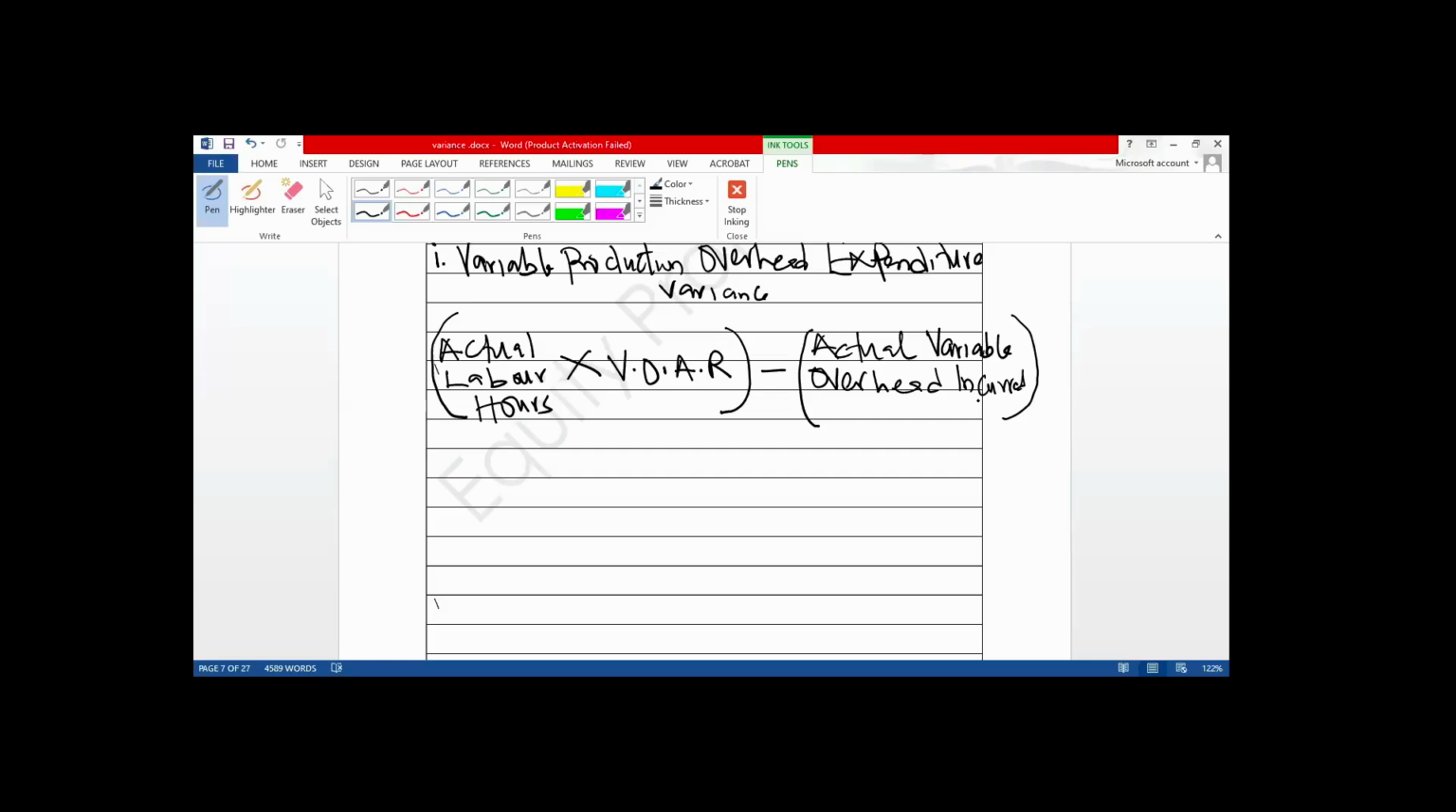You are going to pick the actual labor hour. Then you are going to multiply it by the overhead absorption rate. Your variable overhead absorption rates will be given to you in your standard table. And when you get your answer, minus actual variable overhead incurred.